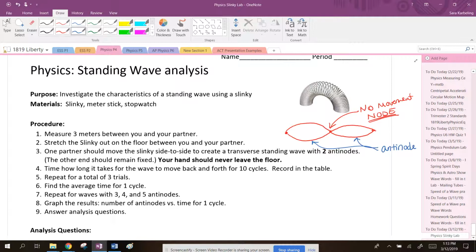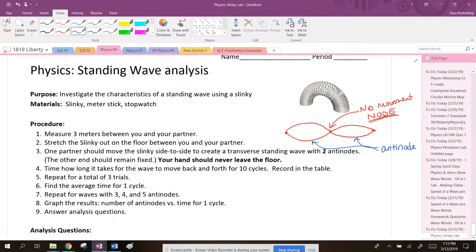And then you're going to take data for not only that one with 2 antinodes, but you're going to do another one with 3 antinodes, another one with 4 antinodes, and another one with, I'd cross that 5 out and change it to a 1. 5 antinodes is pretty insane. It's really hard to get. I'm not saying that you can't do it. I just don't want you to stress out about having to do it. So you're going to do 2, then 3, then 4, then 1.